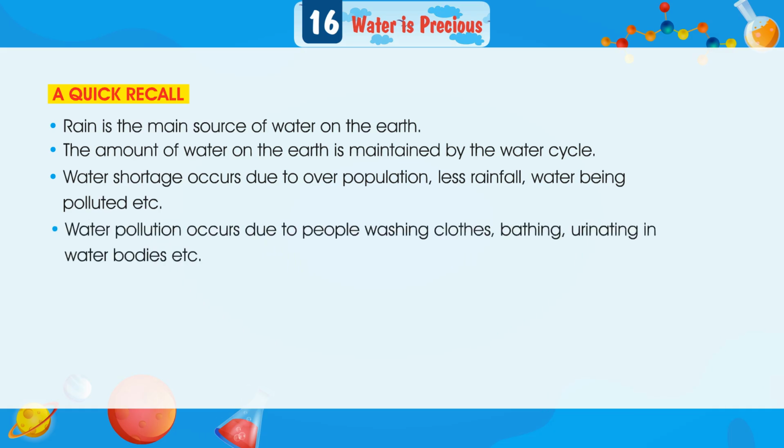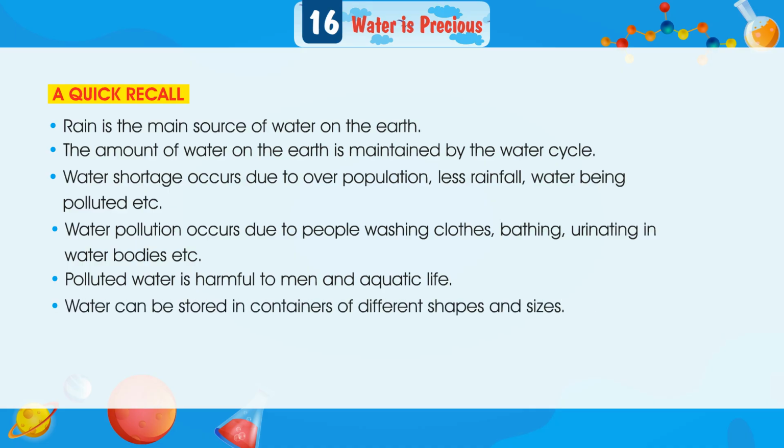Water pollution occurs due to people washing clothes, bathing, urinating in water bodies, etc. Polluted water is harmful to men and aquatic life. Water can be stored in containers of different shapes and sizes. Water should be stored in clean containers.